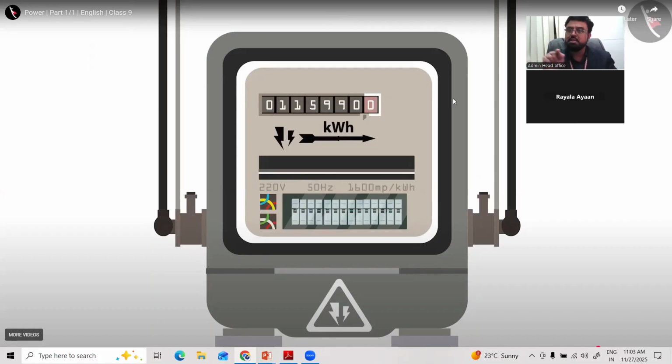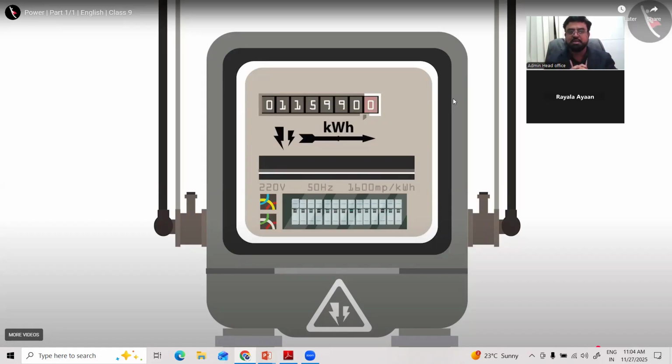Whatever units you say, one unit is nothing but 1 kilowatt hour. 1 unit means 3.6 into 10 power 6 joules you consumed, either through TV or refrigerator or AC or geyser. Any electrical device consumes energy in terms of kWh, kilowatt hour, which is nothing but 1 unit. By the end of the month, based on how many units you consumed, you will get the bill. Every electric bill is based on this only.